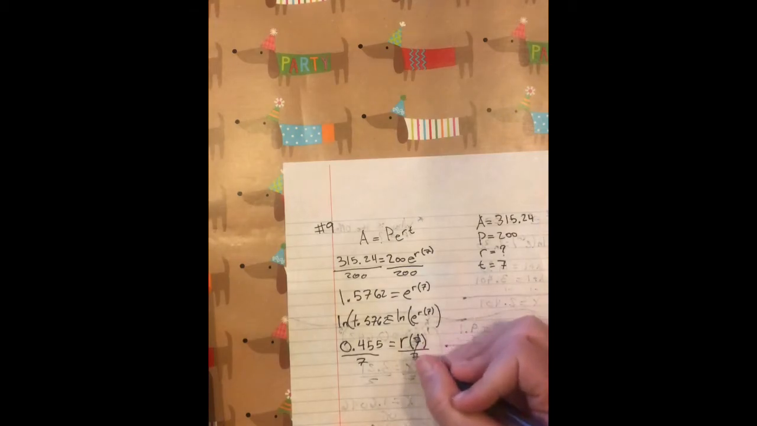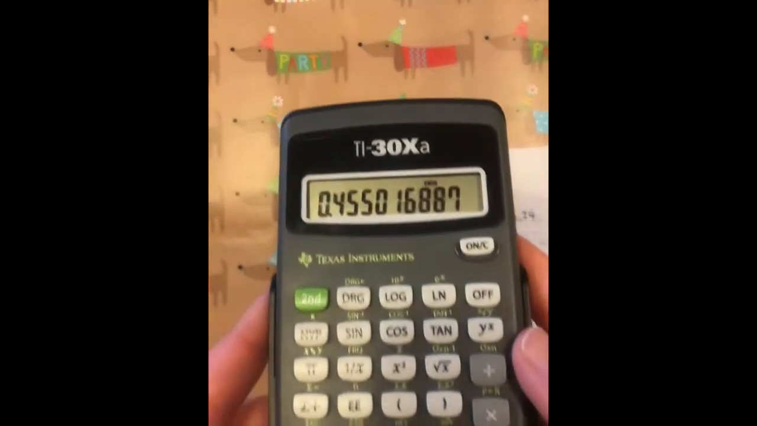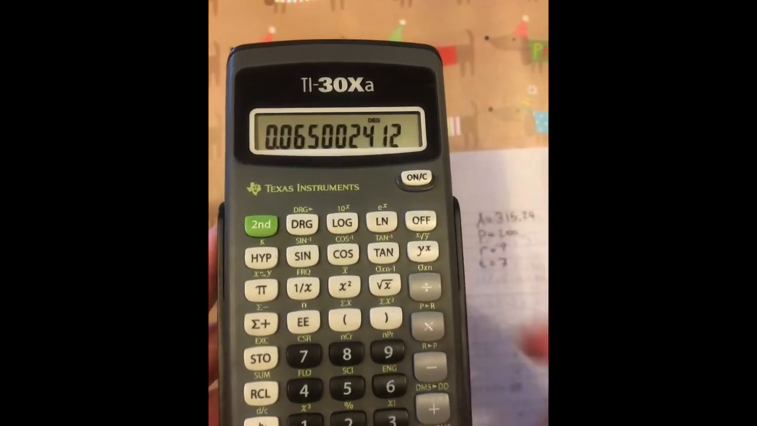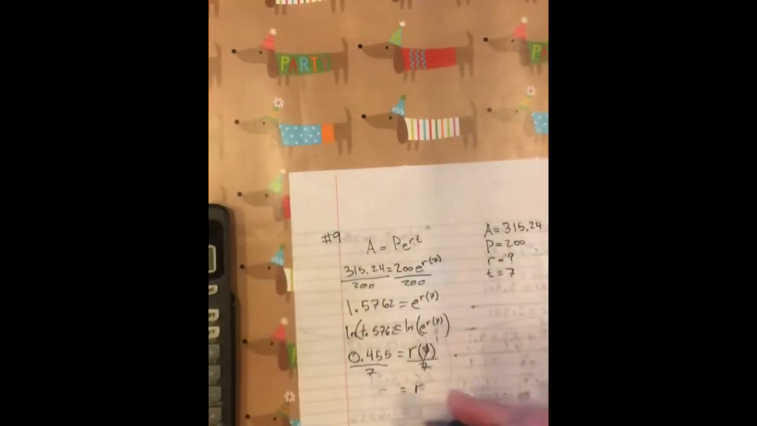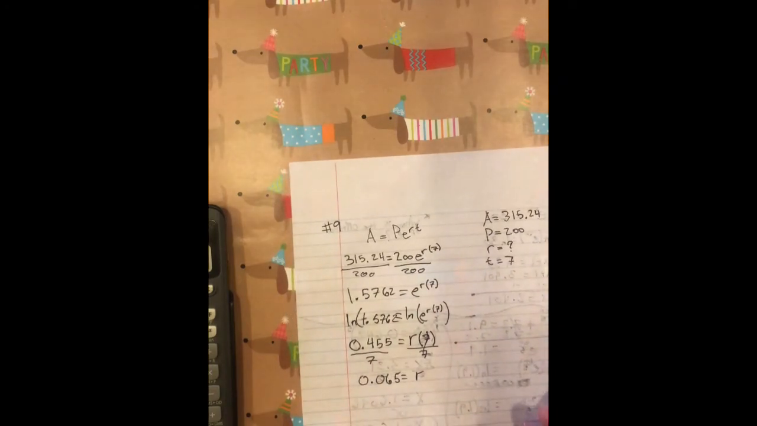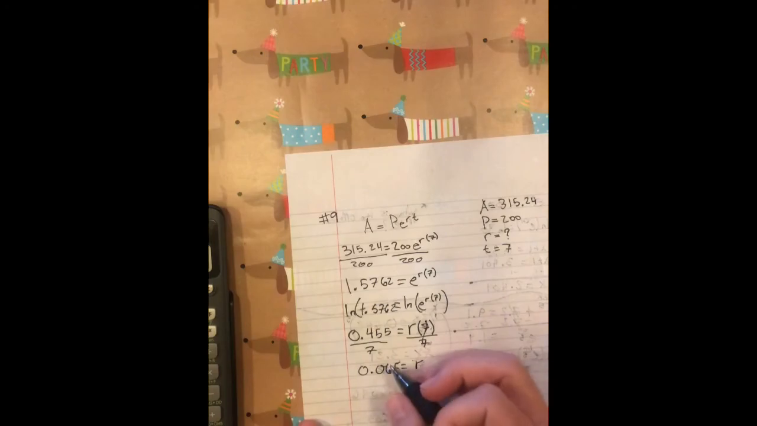What I do to one side, I do to the other. So now I have r all by itself. Type that into my calculator, and I have my answer. So I already had it still before I simplified. Now I'm just going to divide by 7. And I'm going to get 0.065, or as a percentage, what would that be? r equals, move the decimal over twice to get my percentage, 6.5%.